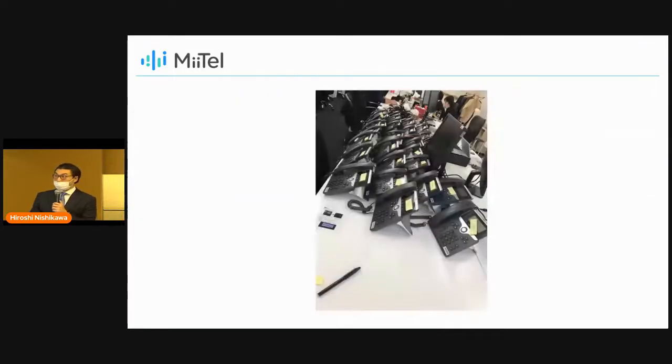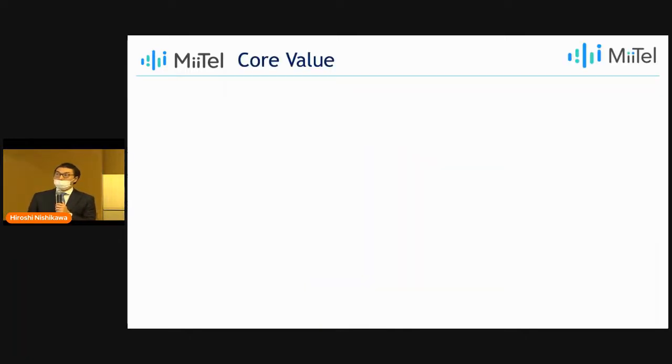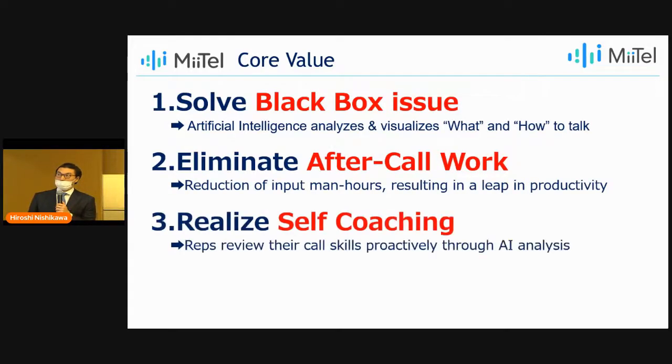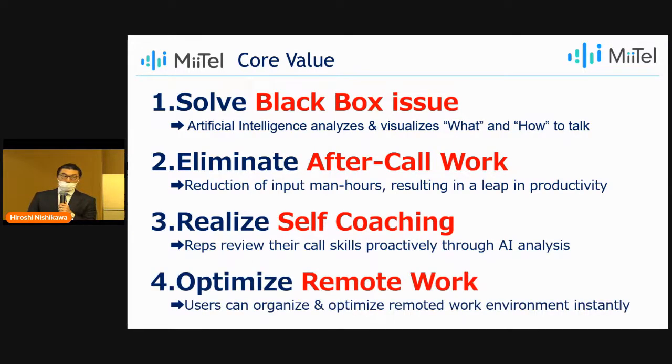And since it's a cloud IP phone, you don't need these actual phones. So our customers can shift to remote work very easily and also cut the cost dramatically because you don't need this equipment. So there are four core values that Metel is providing. First, solving black box issues. Second, eliminating after call work. Third, realizing self-coaching. And lastly, optimizing remote work. And as a result of those four elements, you can cut the cost dramatically.